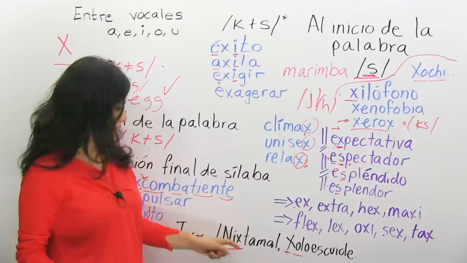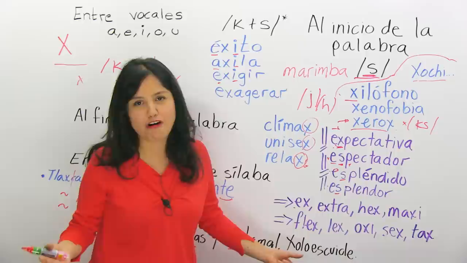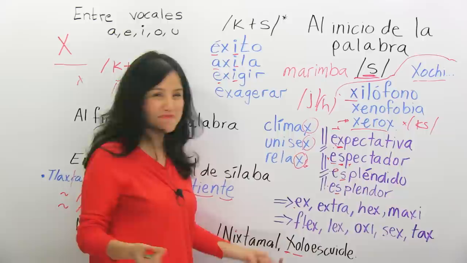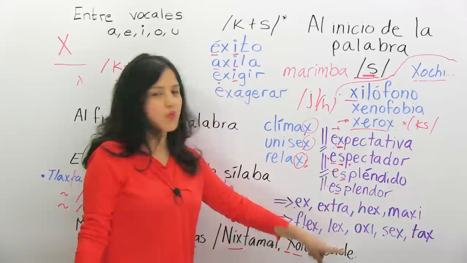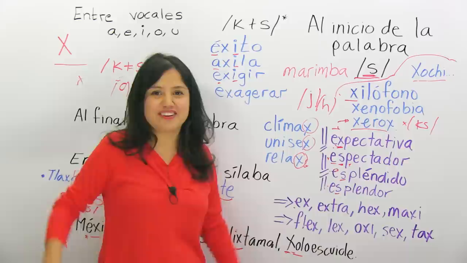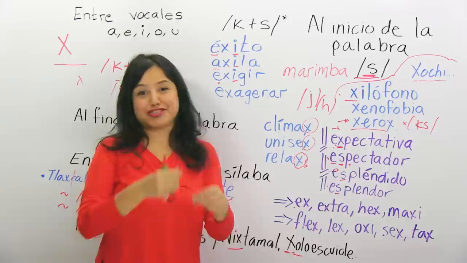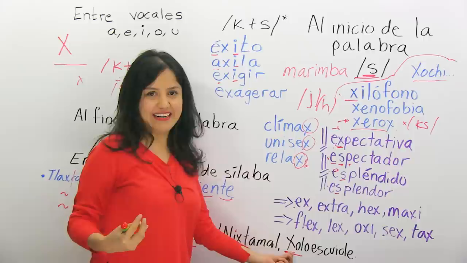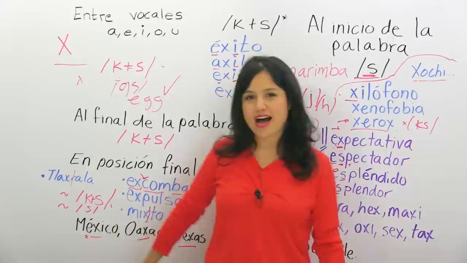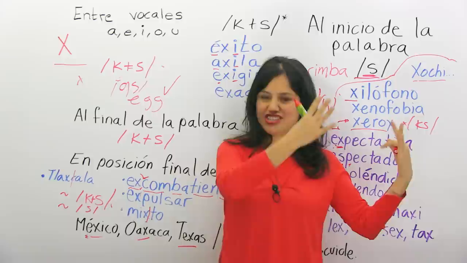Not that you're going to use it often. I don't see you making tortillas from scratch anyway. You probably buy them en la tortillería. Xolo escuincle, right? El xolo escuincle, ese perro feo con cuatro pelos, todo feísimo. That's also an ancient dog, so it conserved that old value of the spelling and pronunciation. So, xolo escuincle, nixtamal, Texas, Oaxaca, Mexico, Xcaret, Xelha. In those indigenous words, you might want to think about sh or x.